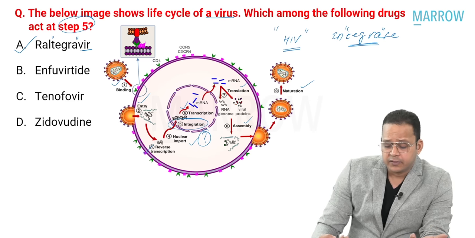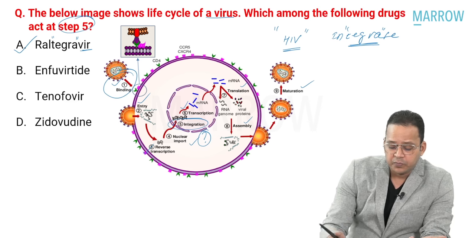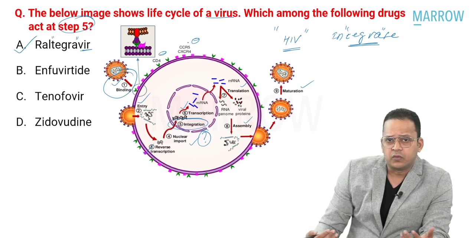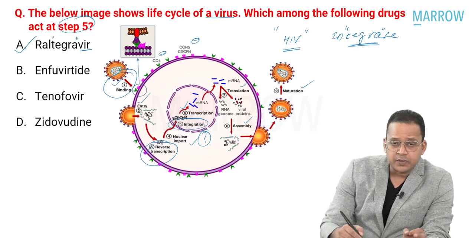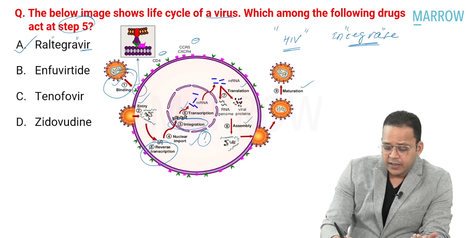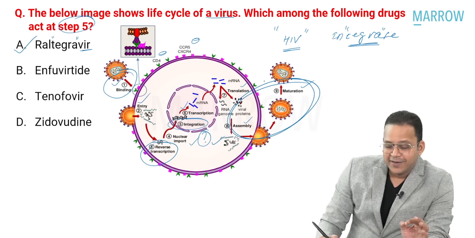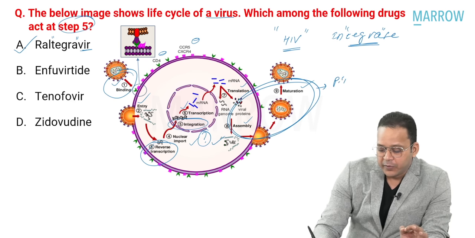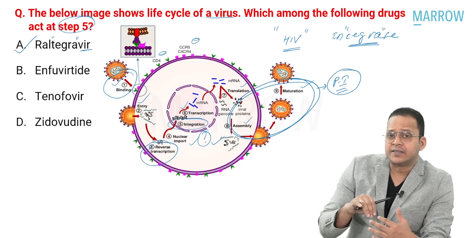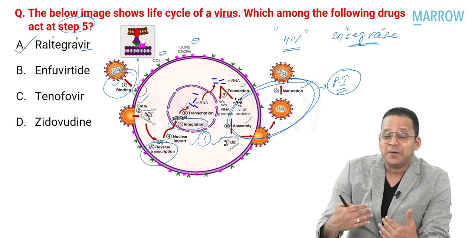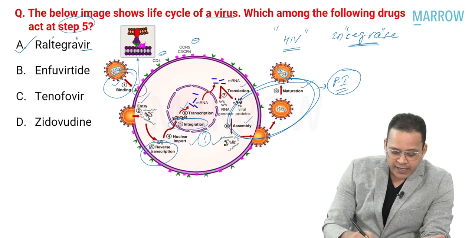Multiple steps can be targeted, right? If they ask you about block of binding, or step one, our answer could be a CD4 blocker or CCR5 blocker, whatever target they give you in the MCQs. They can give you a reverse transcriptase inhibitor like NRTI or NNRTI, and integrase inhibitors they have asked here. They can ask you which drugs block stage 8 or 9, assembly or maturation. This is blocked by protease inhibitors. They block both maturation and assembly. So it's not a difficult MCQ. Sometimes we think that images are difficult, but they might be difficult in other subjects; in pharma, usually the images are not that difficult, right? So your answer is raltegravir, guys.